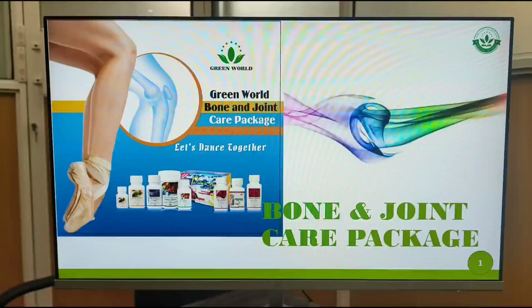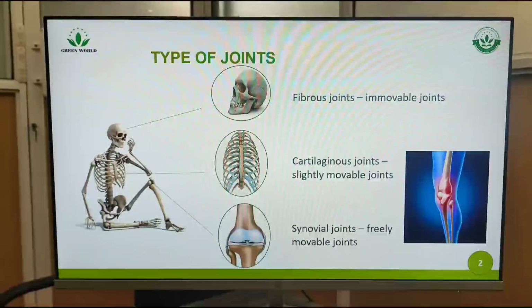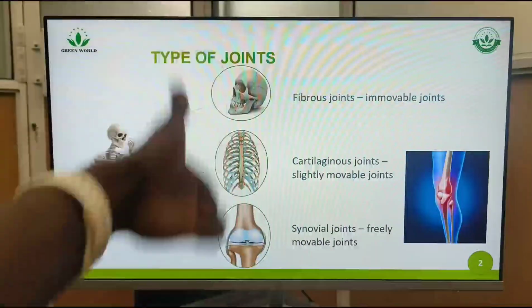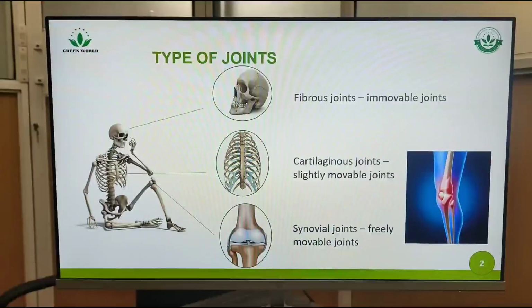The average adult has 206 bones. Did you know that? 206 bones, which meet at joints and form the framework of the human body. This framework is what is called the skeleton. Now let me show you what a skeleton looks like. This is the skeleton of your body, and this skeleton is divided into 3 types of joints.